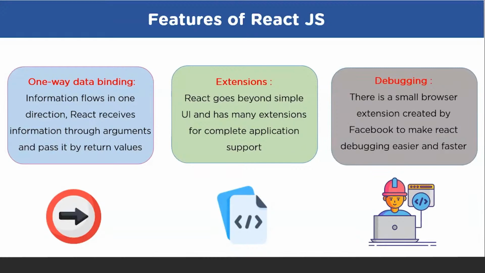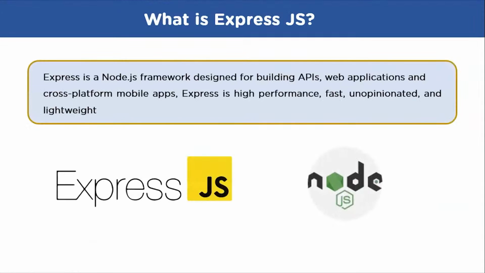Let's see what is Express.js. Express is a Node.js framework designed to build APIs, web applications, and cross-platform mobile apps quickly and easily. It is very high performance, fast, lightweight, and unopinionated. Express.js is used as a server-side scripting language. Let's see the features of Express.js.